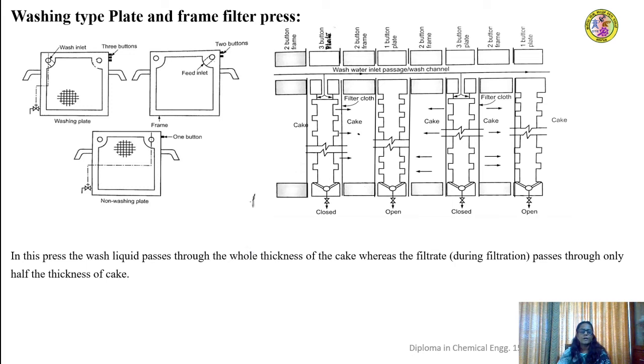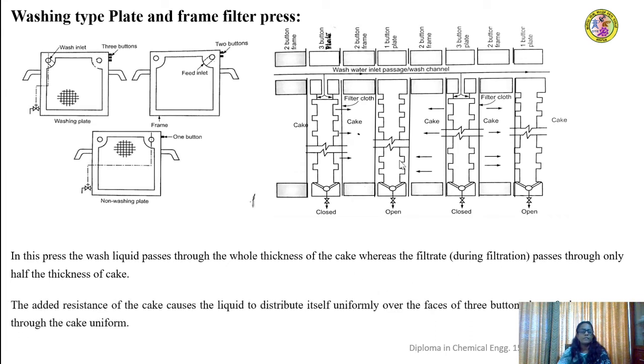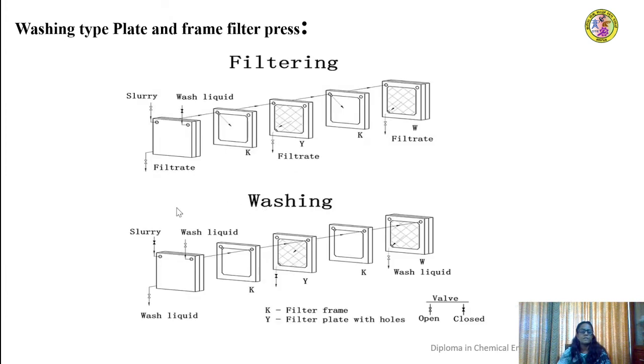The wash liquid passes through the whole thickness of the cake, whereas the filtrate passes only through half the thickness of the cake. The whole thickness of the cake is present at the end of the filtration cycle. During the filtration cycle, there are two cakes, so the filtrate will have to pass through only half of that cake in each chamber. That way, this construction is advantageous compared to the non-washing type of plate and frame filter press.